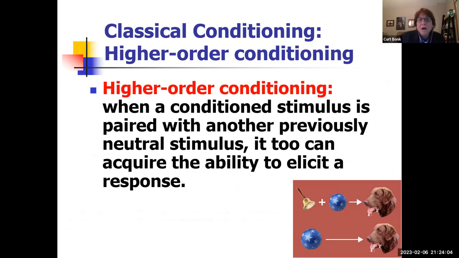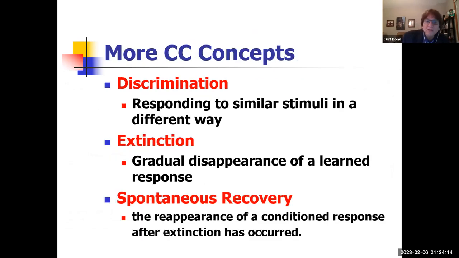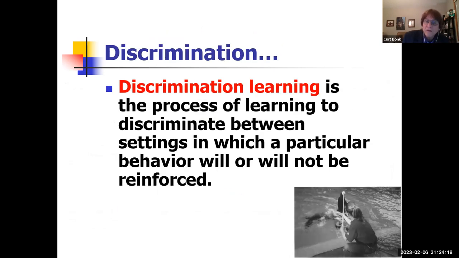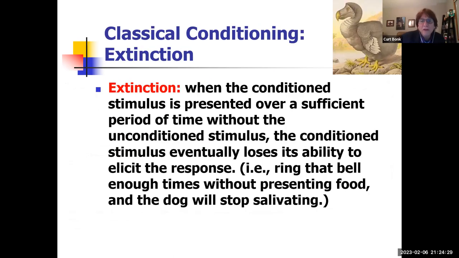And then we can also focus on not just lower order skills, but we can get some higher order conditioning that might happen as well. Jennifer and our group talked about extinction, spontaneous recovery, and discrimination. We don't have time to go through all those. You can read the definitions if you watch the videos, to be able to discriminate between different kinds of stimuli and different behaviors that we might want to happen, to be able to extinguish certain things over time.